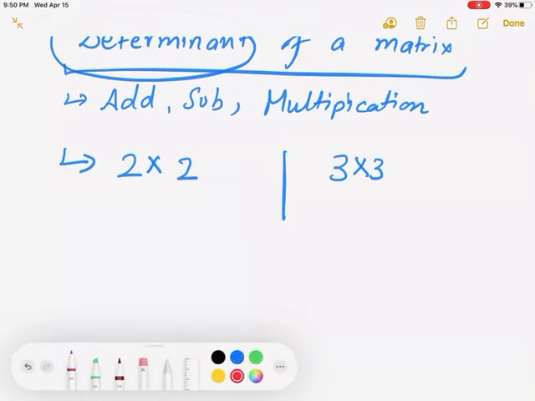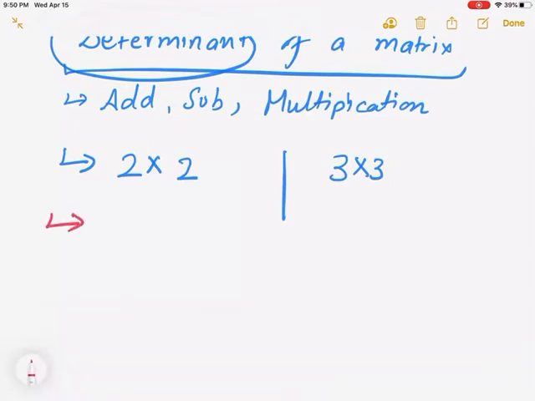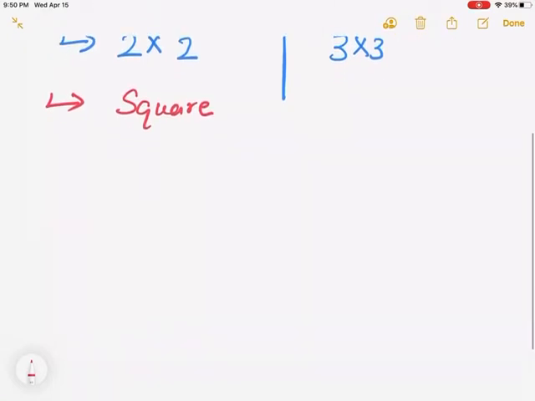And one more thing, determinant is possible only for a square matrix. If any matrix is not square, you cannot find its determinant. So it has to be a square matrix in order to find the determinant. So let's start off with 2 by 2.